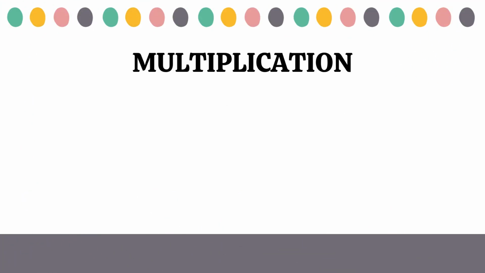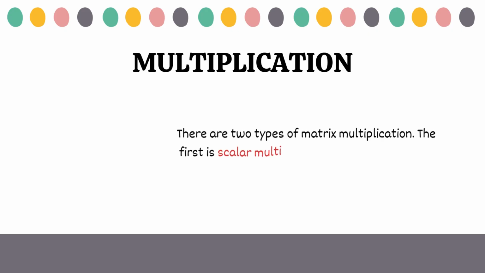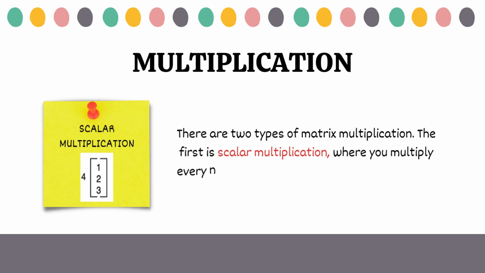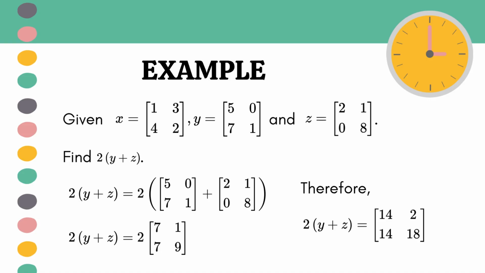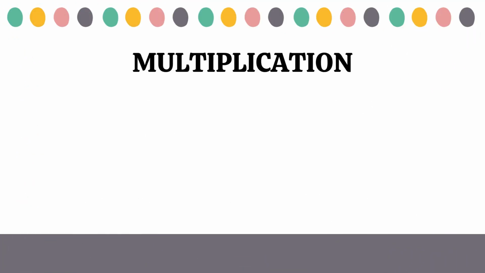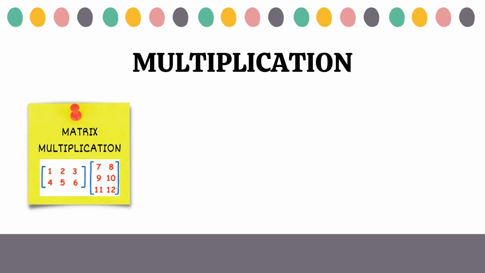Now, we will continue with the multiplication of matrices. There are 2 types of matrix multiplication. The first is scalar multiplication, where you multiply every number in the matrix by the same number. Here is an example of scalar multiplication. Follow the steps carefully. We will now focus on the second type of multiplication, known as matrix multiplication.